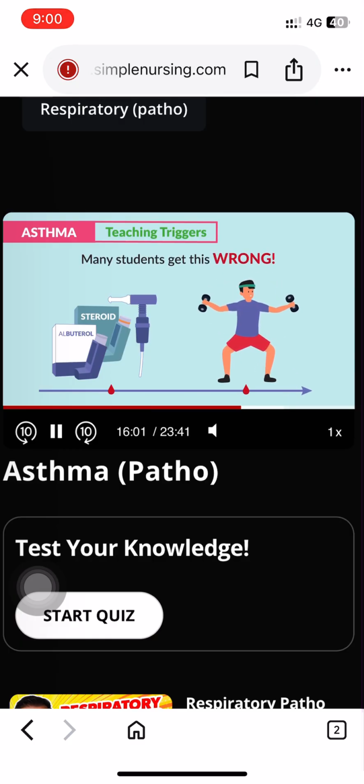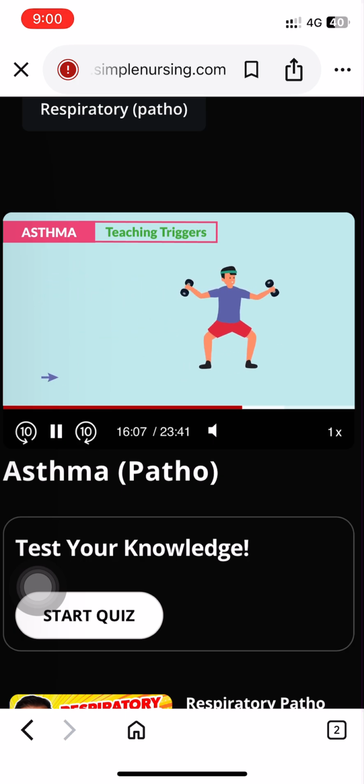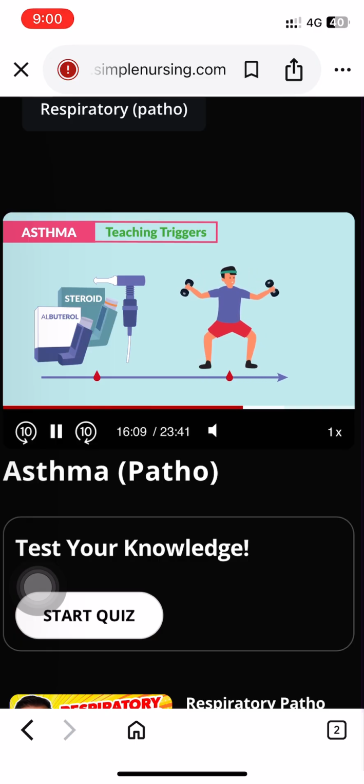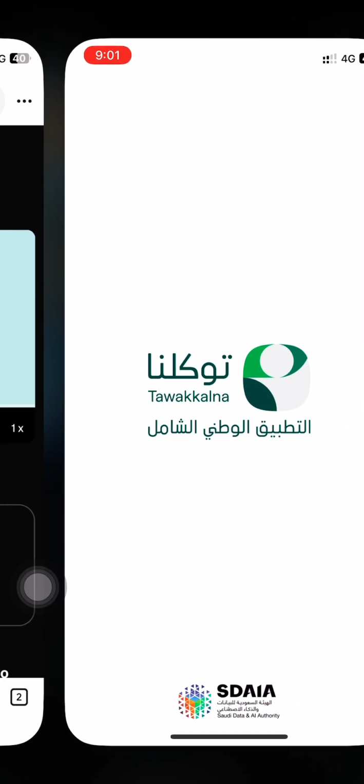Many students get this wrong, so listen up. Patients do not need to avoid physical activity altogether. We simply instruct the patient to take meds 20 to 30 minutes before the exercise to prevent that exercise-induced attack. And secondly, don't get tricked here.